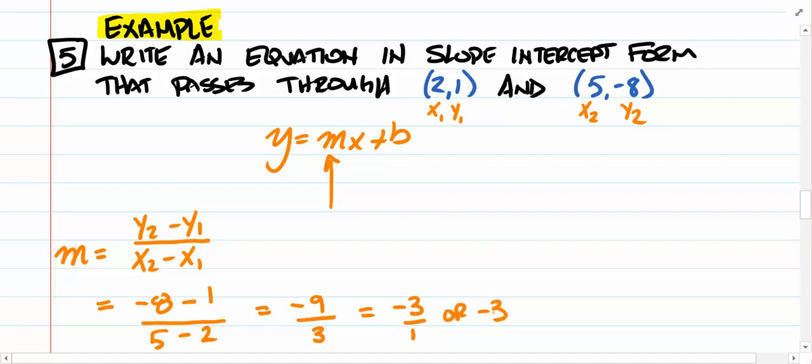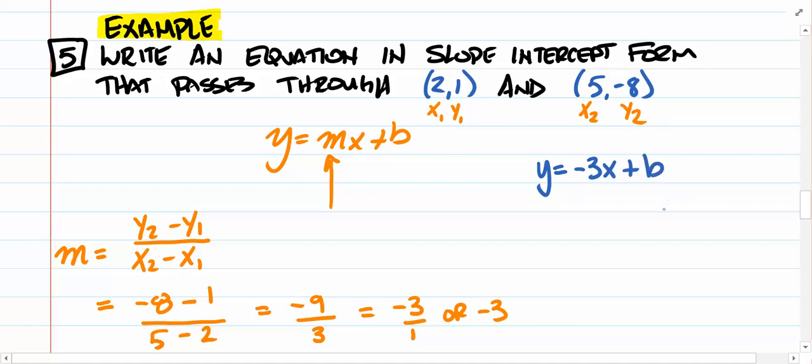So my first step, number 1, is to find the slope. Once I have found the slope, then I need to find the y-intercept. So I would substitute back, and I know this: y is equal to, the slope is -3, x plus b.